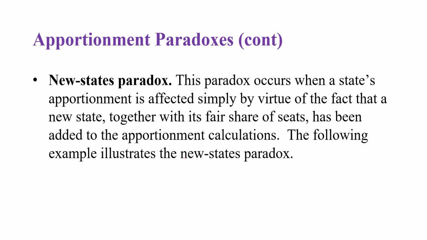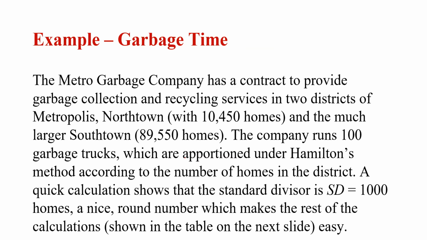Okay, next one. Paradox occurs when a state's apportionment is affected simply by virtue of the fact that a new state, together with its fair share of seats, has been added to the apportionment calculations. So here it is. We get a new situation happening here. Metro Garbage Company has a contract to provide garbage collection and recycling service to 2 districts in the metropolitan North Town, and the much larger South Town.